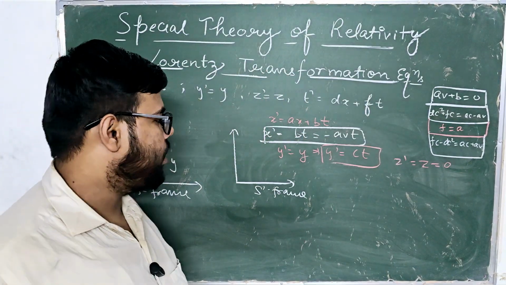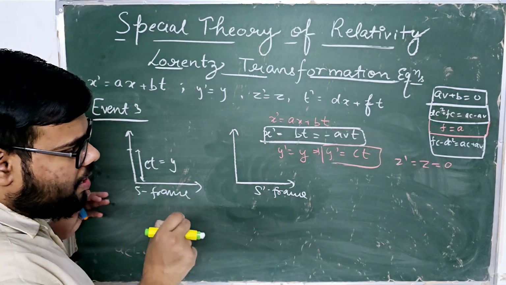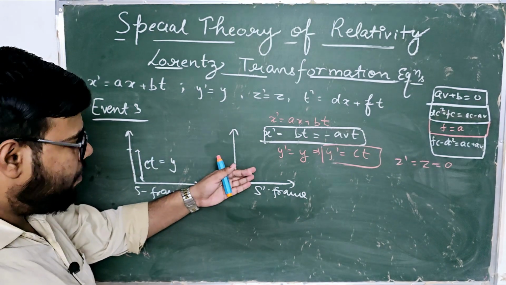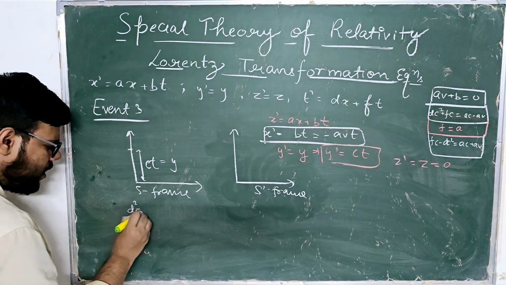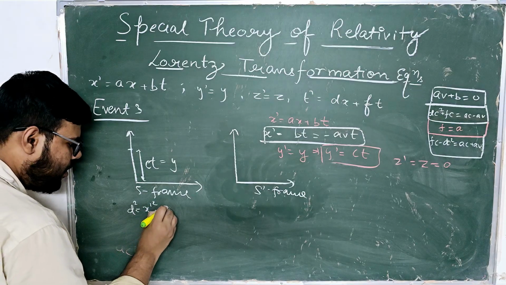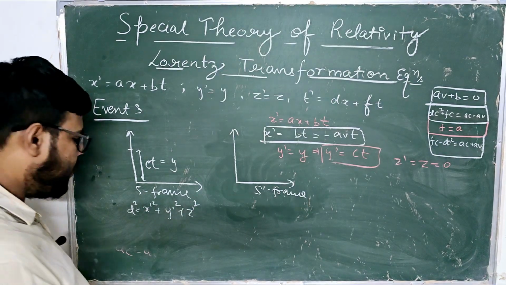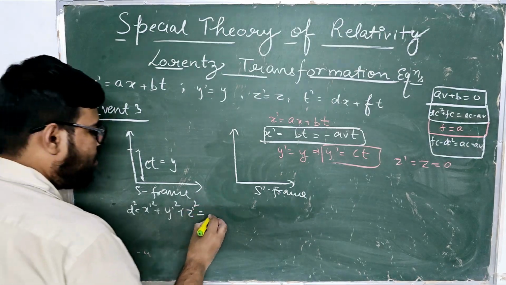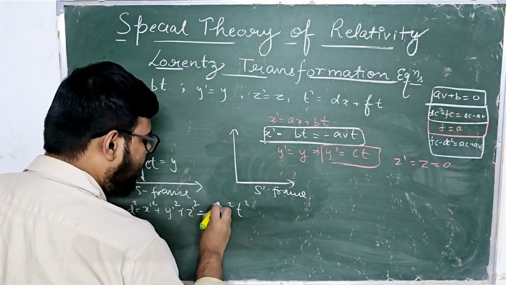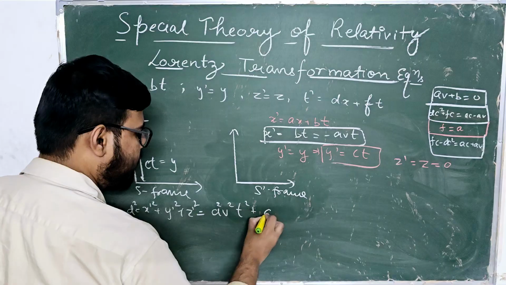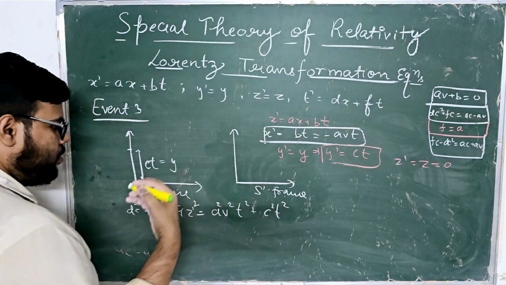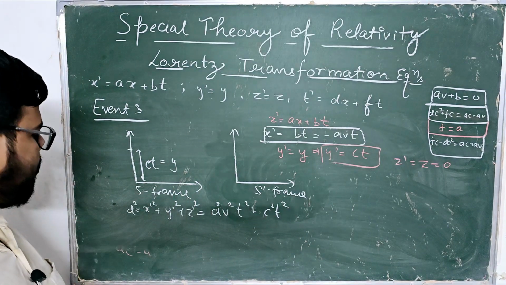Okay. Now we have to calculate the distance of that photon in S prime frame. So we will have D square is equal to X prime square plus Y prime square plus Z prime square. That's it. That's how you calculate. So what is X prime? It is equal to A square V square T square plus Z square. Okay. Now what is D square?